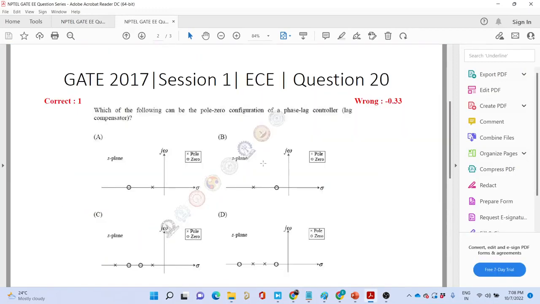Okay, let us go to the next sum. It is another very simple sum. A pole-zero configuration is given to you, and you have been asked to find out which configuration is that of a phase lag controller or a lag compensator.